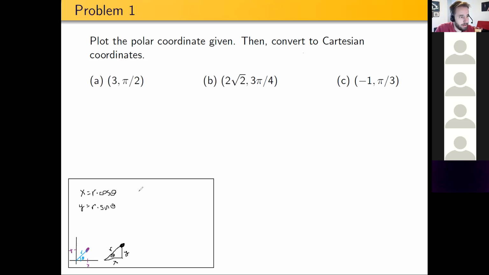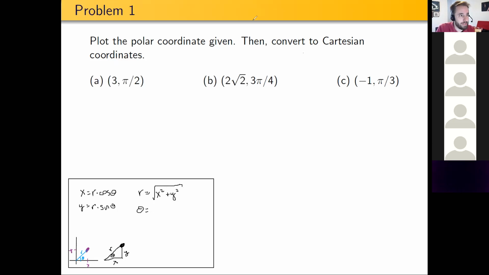We get that r, the radius, is equal to, well, we can use the Pythagorean theorem for that. So r squared equals x squared plus y squared. So r is equal to root x squared plus y squared. And then theta is always sort of the odd one, as we saw last time. I like to think of theta in terms of tangent.